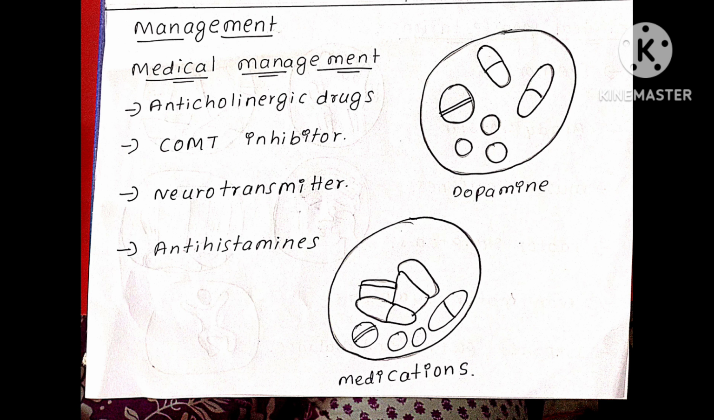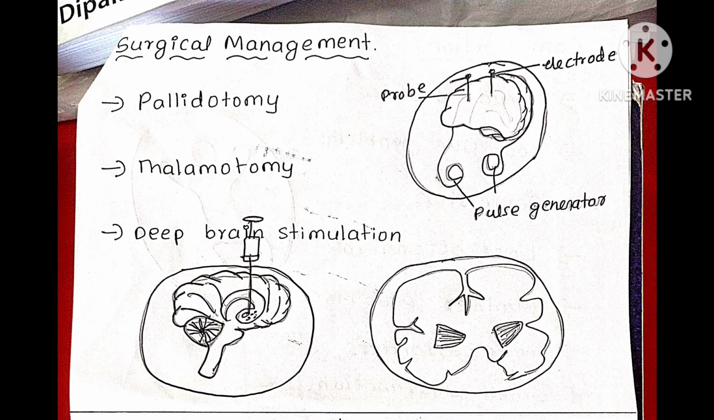Next, surgical management. In that, the first surgery is pallidotomy. Pallidotomy is used for patients having rigidity, tremor and bradykinesia that are uncontrollable. The surgeon creates a small lesion in the globus pallidus to treat the tremor. Next, thalamotomy. Nowadays the thalamotomy surgery is rarely performed. This surgery also treats tremor on one side of the body, and the surgeon creates lesions in the thalamus.